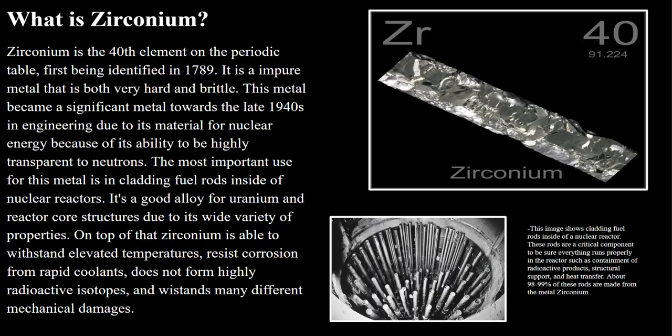This image on the bottom right shows cladding fuel rods inside of a nuclear reactor. These rods are a critical component to be sure everything runs properly in the reactor, such as containment of radioactive products, structural support, and heat transfer. About 98 to 99% of those rods are made from the metal zirconium.